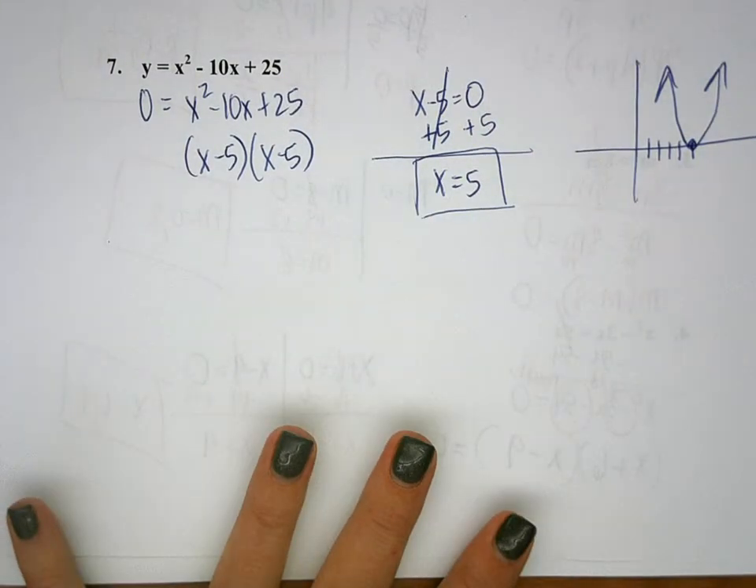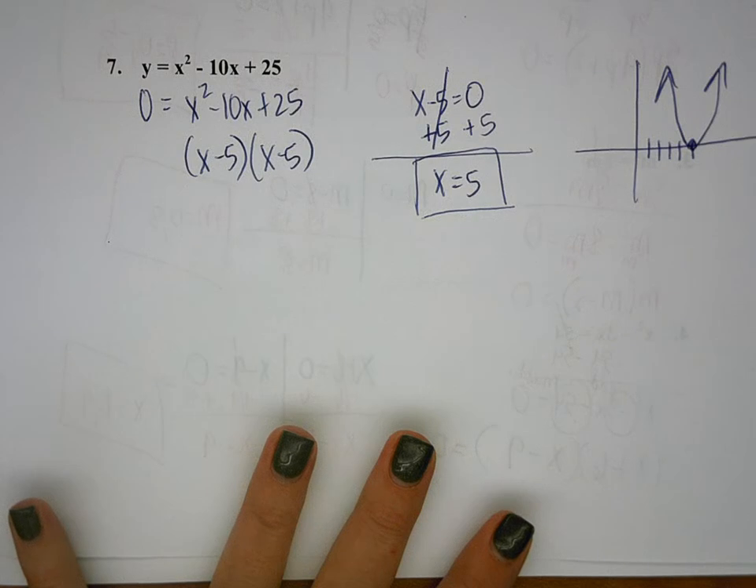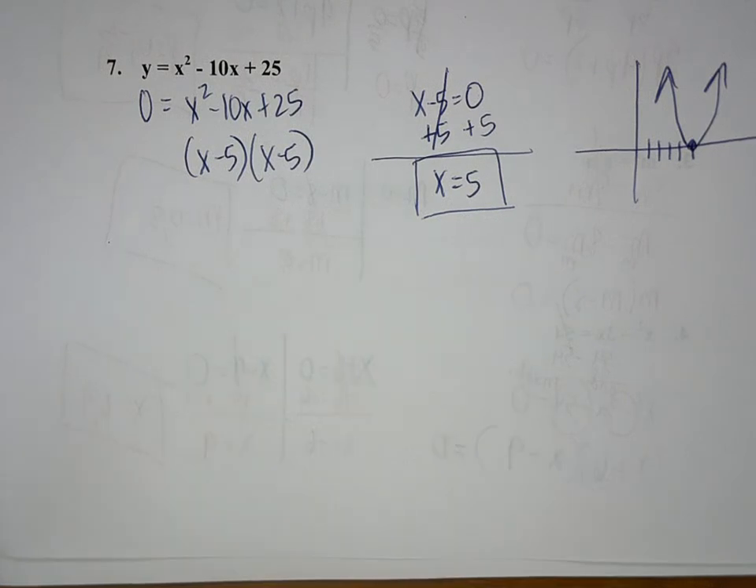0 equals x minus 5 squared. Yeah, that's the same thing. You can rewrite this as x minus 5 squared. Okay. Any other questions on this?